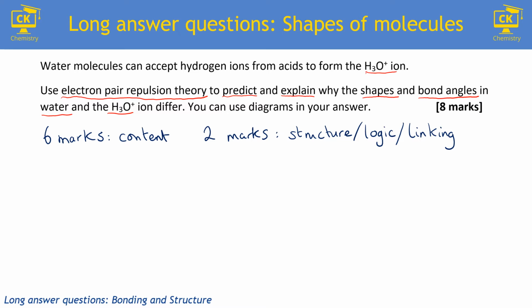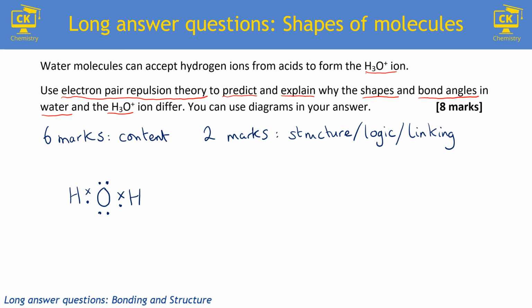So the question says electron pair repulsion theory. Make sure that we actually refer to that in our explanation. And the reason it's worth more marks is because we've got 2 molecules, or a molecule and an ion, that we're going to compare. So one of the first things I do, especially if it says I can use diagrams, is I would draw a dot and cross diagram for water, a nice easy dot and cross diagram if ever there was one.